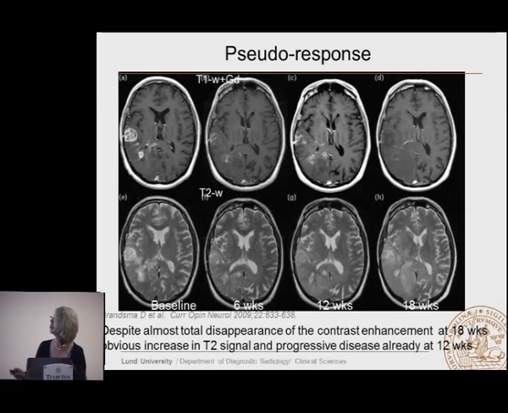Here is another case also, just to demonstrate again. You have the pathological contrast enhancement. You see that this patient undergoes treatment 6 weeks, 12 weeks, and 18 weeks into therapy. At 18 weeks, we barely see any contrast enhancement, but if we go back and take a look, you could see that already here at 12 weeks, they start getting an increase in the FLAIR signal abnormality, indicating that this patient actually has a tumor progression at this time, even though at 18 weeks, there is no pathological contrast enhancement.